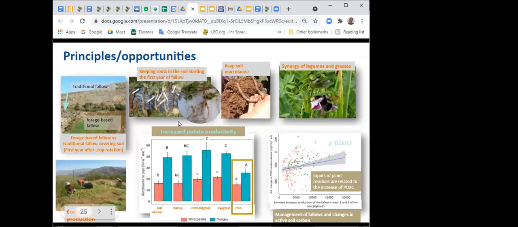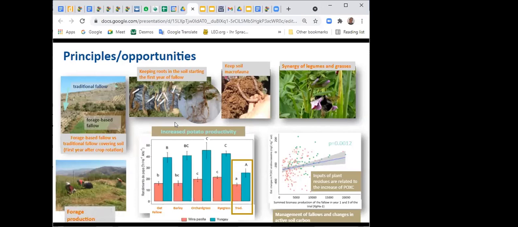salud del suelo. Cuando hablamos de sinergias entre las leguminosas y las gramíneas, no solo los descansos a base de forrajes ayudan a que las gramíneas tengan mayor crecimiento gracias a la provisión de nitrógeno de las leguminosas, sino que también sobre el suelo se observa mayor presencia de polinizadores.